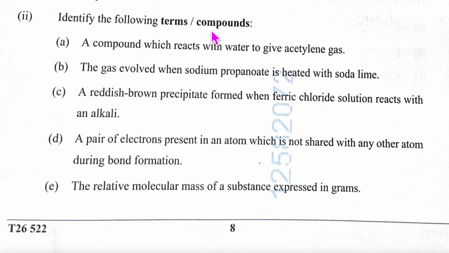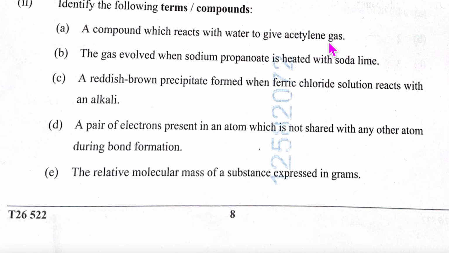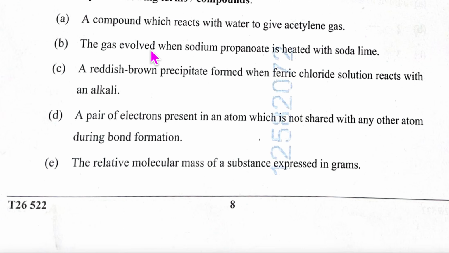Identify the following terms and compounds. The compound which reacts with water to give acetylene gas. Acetylene gas is ethyne gas. With water, calcium carbide reacting with water gives you this. So the compound is calcium carbide. I'm not writing, I'm only discussing this fast. If you have written that, you can give yourself 1 mark.